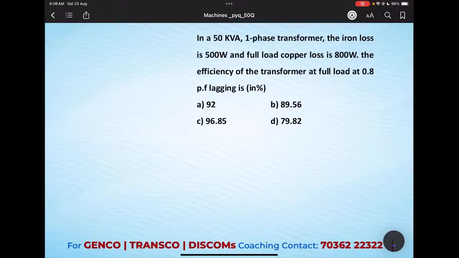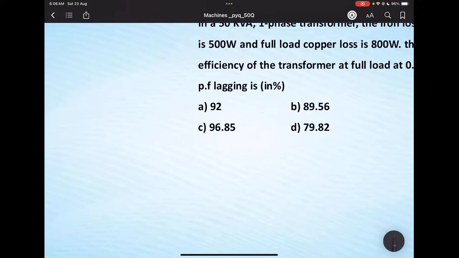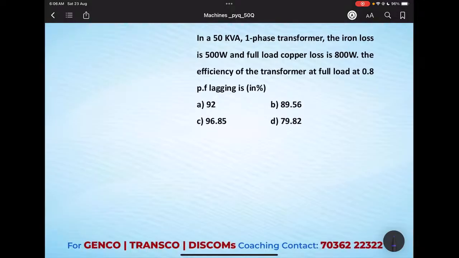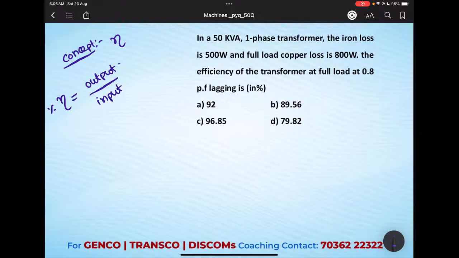I already told the approach for how to solve the different questions. What is the concept they are asking? Efficiency of the transformer. What is the formula? The formula for calculation of efficiency of a transformer is output by input. Any efficiency we calculate by output power by input power. Since it is a percentage, you need to multiply by 100.